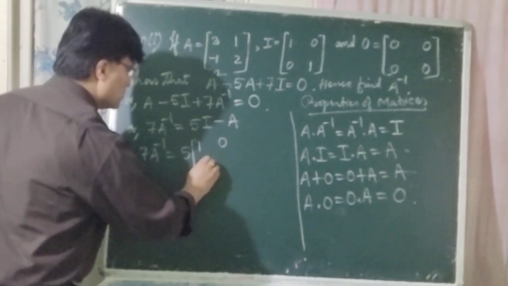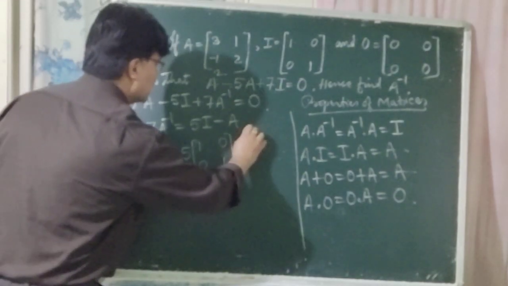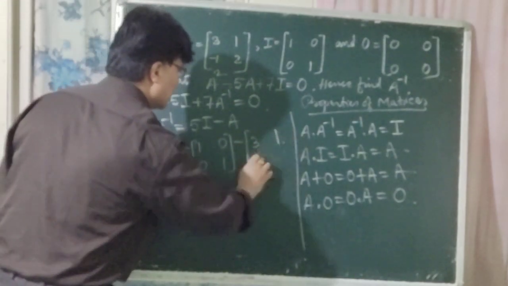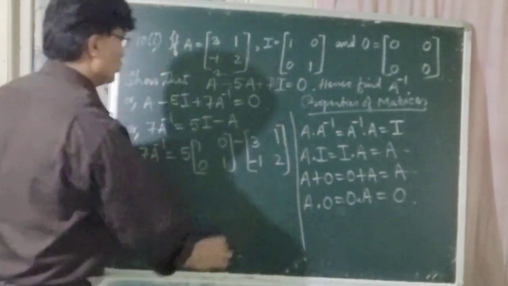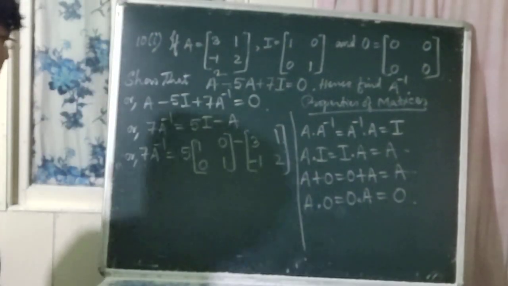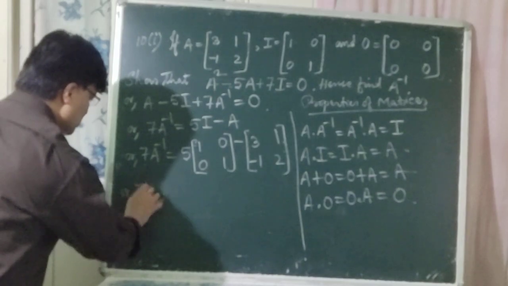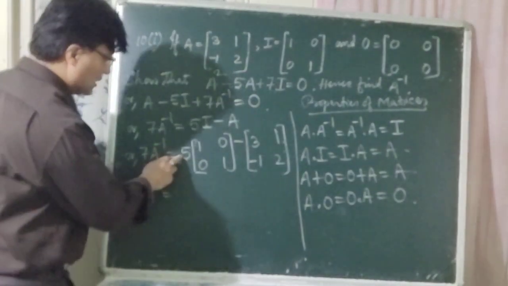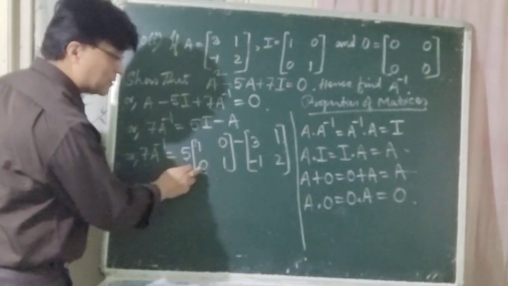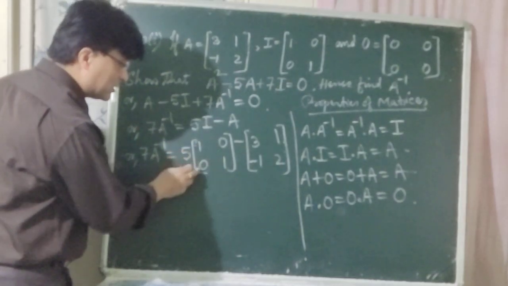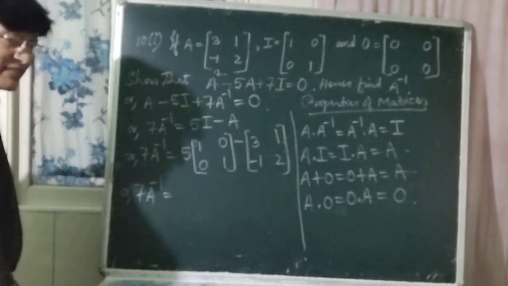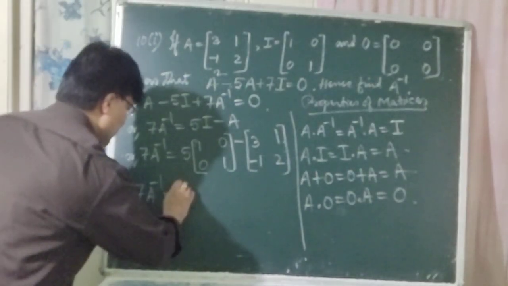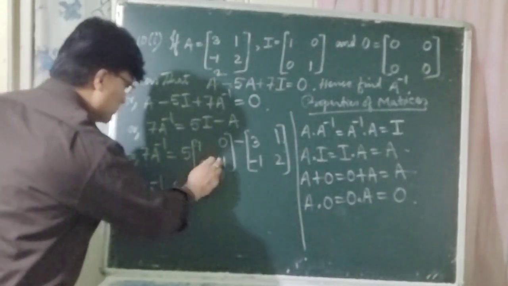It is [1 0; 0 1], and then minus, what is A here? This is [3 1; -1 2]. Is it clear now? Or this is your 7A inverse is equal to, this 5 is the scalar multiplication of this matrix. All these elements can be multiplied by the scalar quantity 5 here. That is constant. That is multiplied by 5 here.